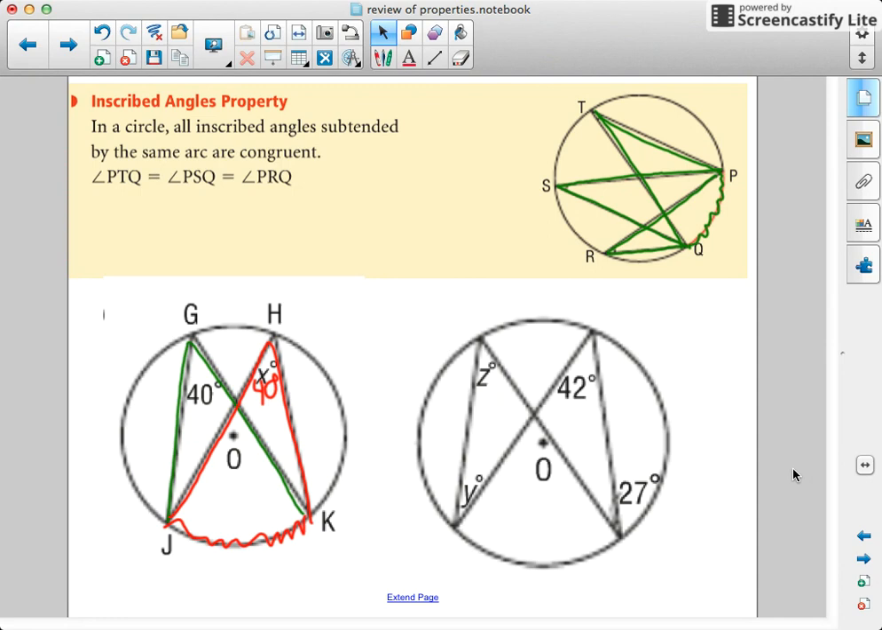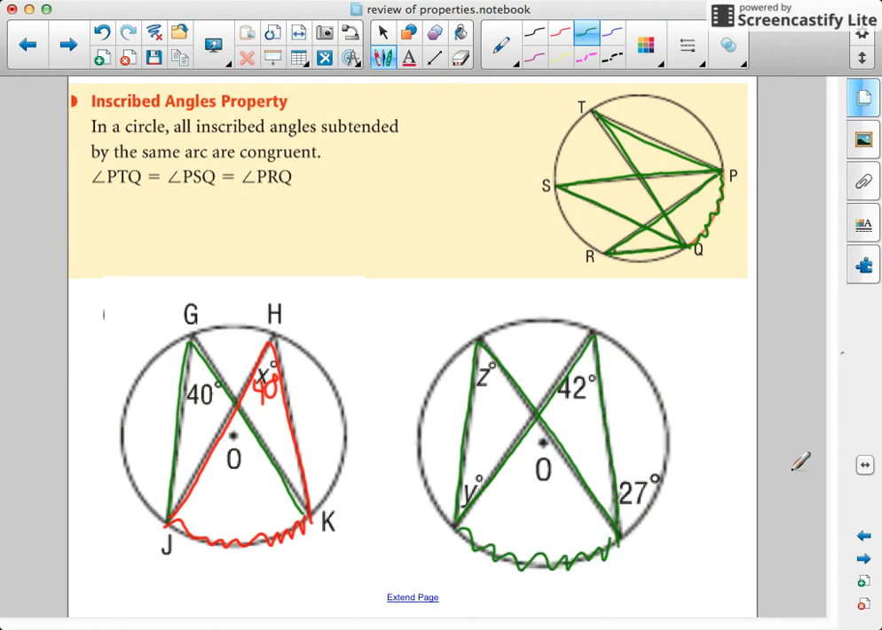Okay, this example here, angle Z and this angle right here both subtend this arc. So Z has to be 42 degrees. If I go the other way, angle Y and this angle right here both subtend this arc. So Y is 27 degrees, the same as that measure.